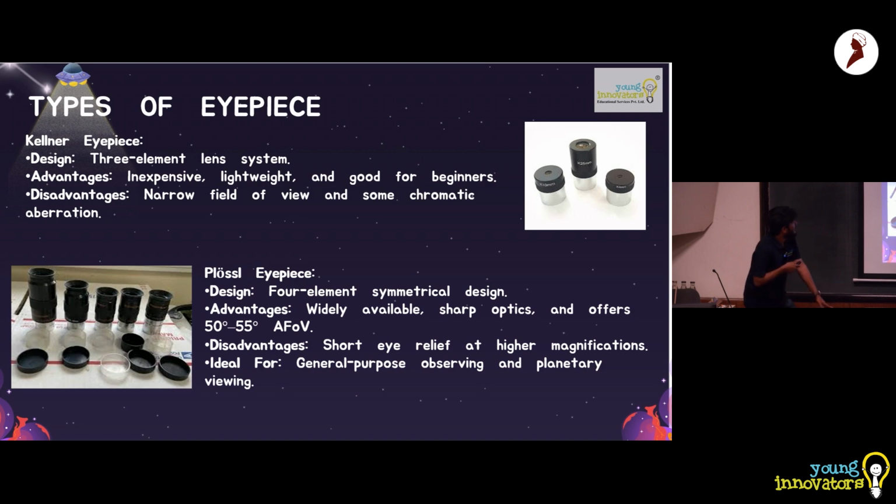Anyways, Kellner is a 3-element lens system, which means that there are 3 lenses in the Kellner eyepiece. Kellner eyepieces are very inexpensive, very cheap, and good for beginners like us. We are all beginners in astronomy, amateurs.